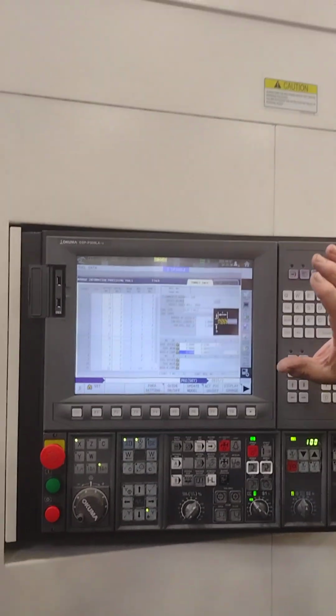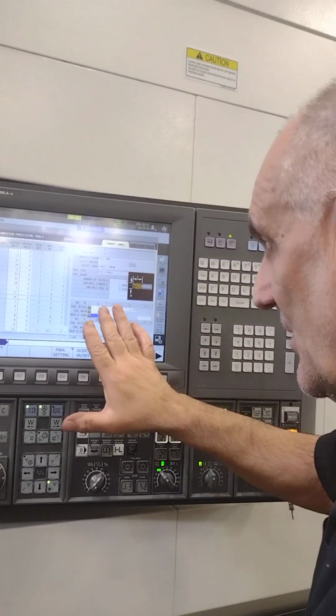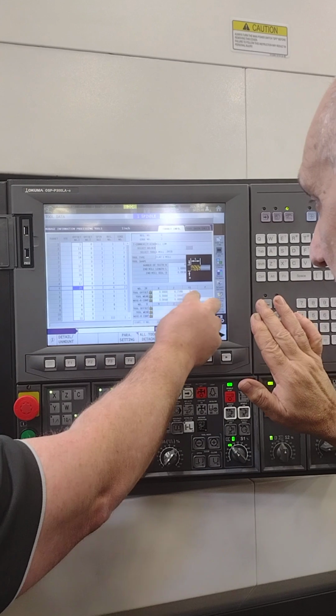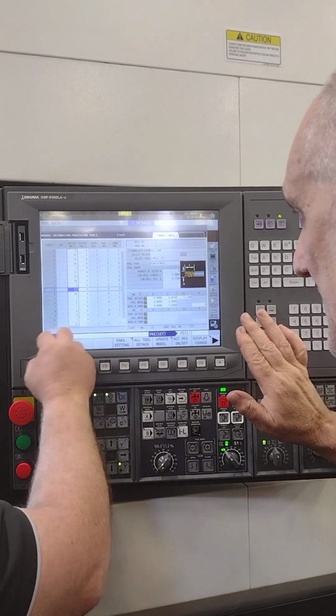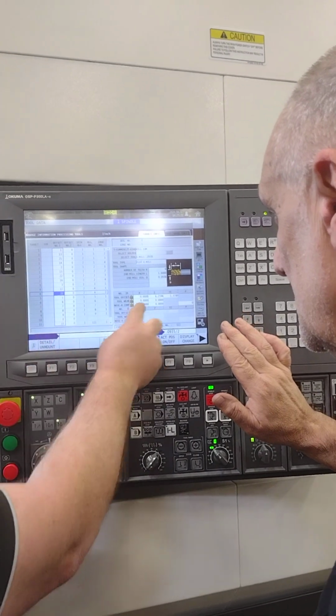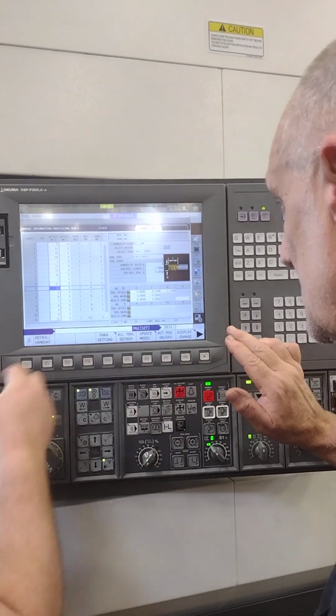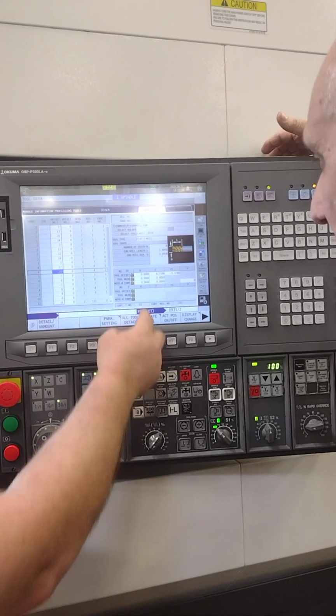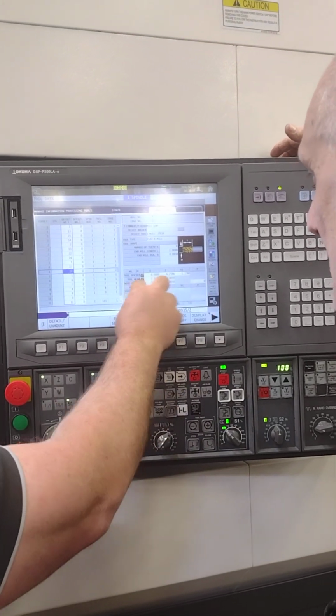This is what you've already been doing, but you've been working up here, right? Yeah. You've been working with these numbers right here when you touch things up. So this is my geometry. This is where the tool is. This is my wear offsets, right? This is my tool nose radius comp.